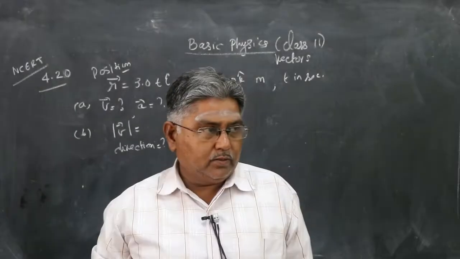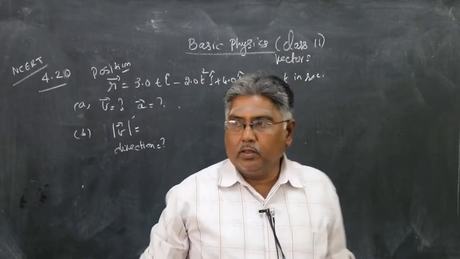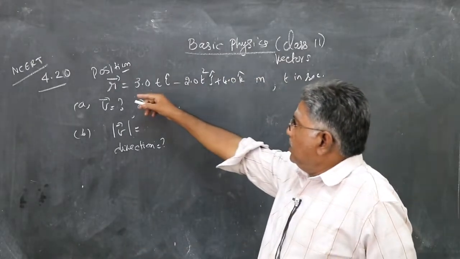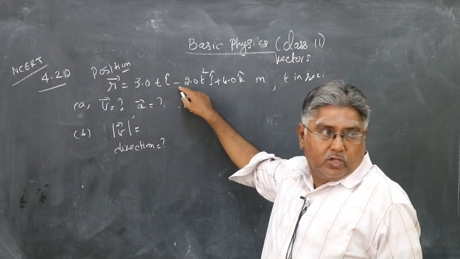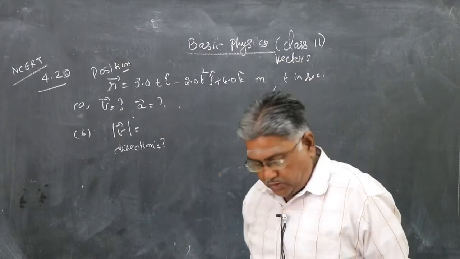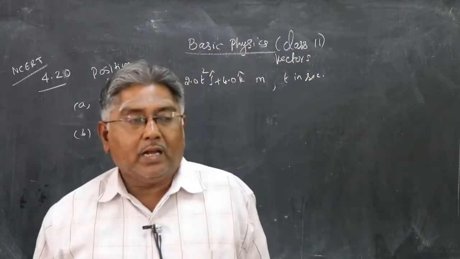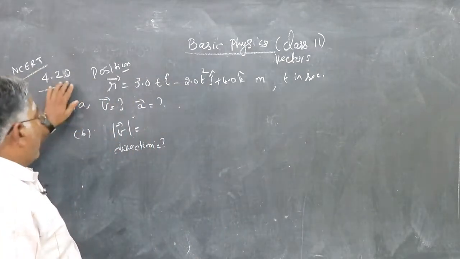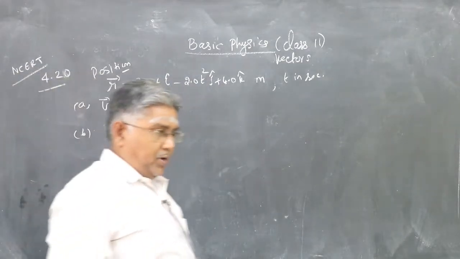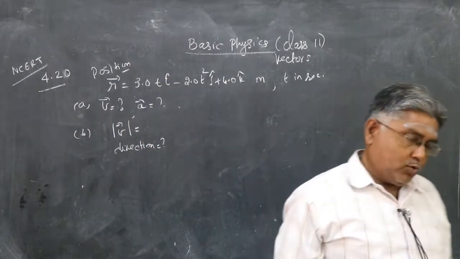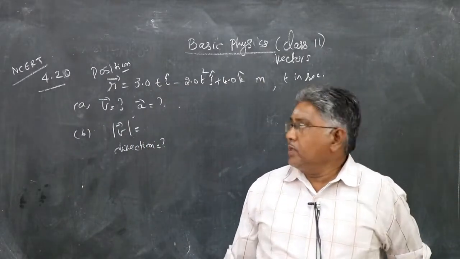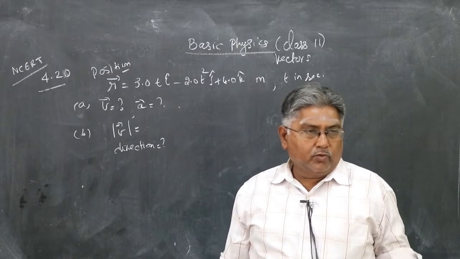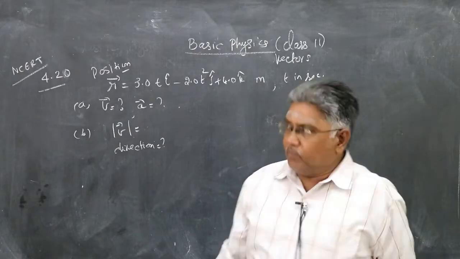Now basic physics. In this lecture we see the solution of NCERT class 11 problem 4.20, 4th chapter, 20th question. So we see how to solve this sum. We took up vectors.